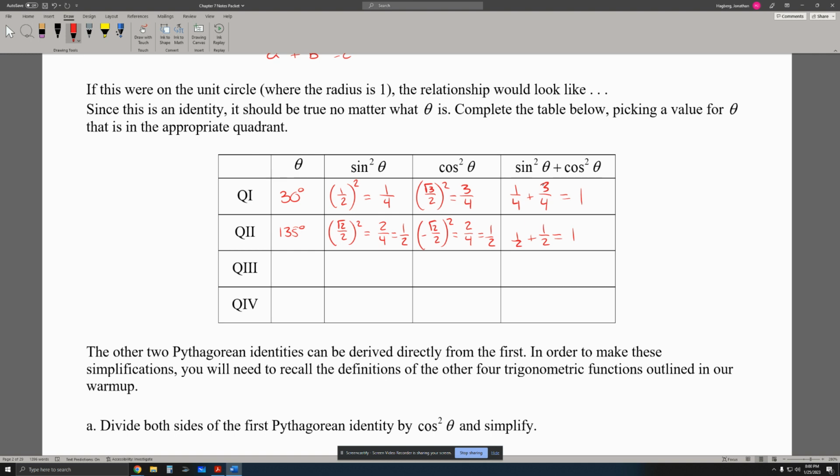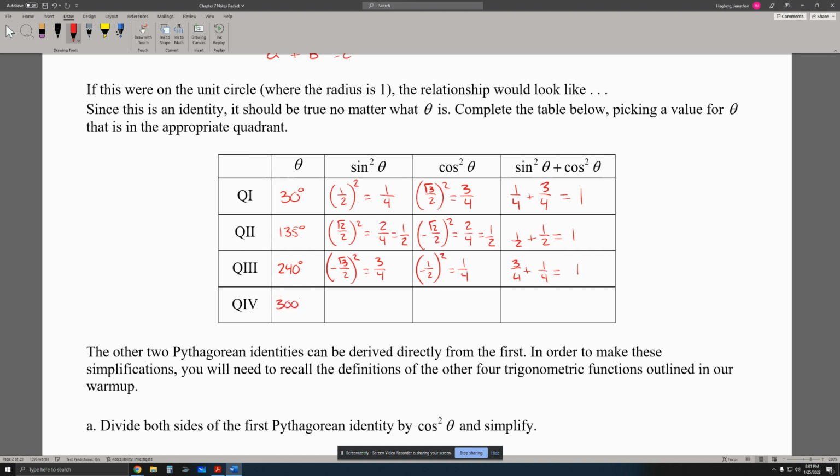If I choose an angle in quadrant 3, say 240, then the sine of 240 is equal to negative root 3 over 2. Let's square it. We get positive 3/4. And then the cosine of 240 is negative 1/2. We square it, and we get positive 1/4. Remember that squaring gets rid of the negative. So therefore, the sum is 3/4 plus 1/4. And we know what that is. That's equal to 1.